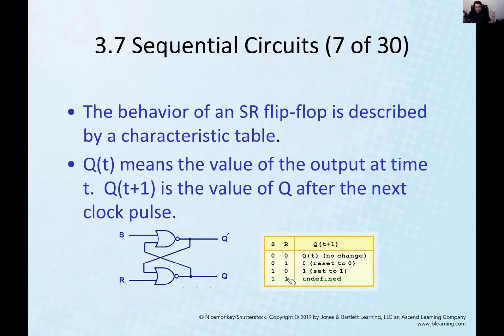Here we describe the behavior of the SR flip-flop by a table called the characteristic table.